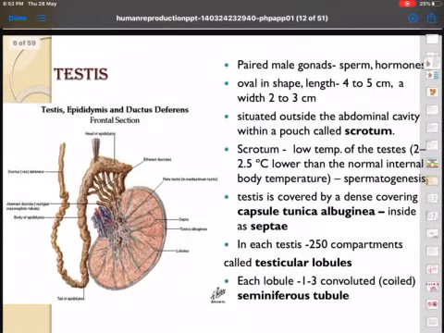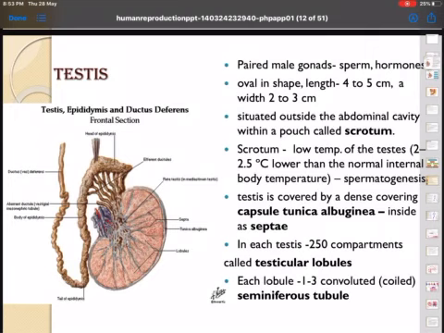And the testis, when we take the transverse section, we can see basically it is a structure having oval shape with a length of 4 to 5 centimeters and a width of 2 to 3 centimeters. And it is situated, as we said just now, outside the abdominal cavity in a pouch called scrotum. And scrotum facilitates something like 2 to 2.5 degrees lower than the normal internal body temperature, and that facilitates spermatogenesis.